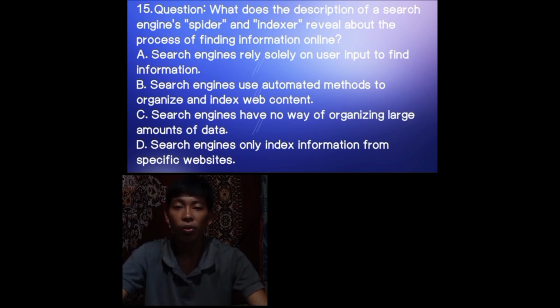Search engines use automated methods to organize and index web content. Letter C. Search engines have no way of organizing large amounts of data. Letter D. Search engines only index information from specific websites.